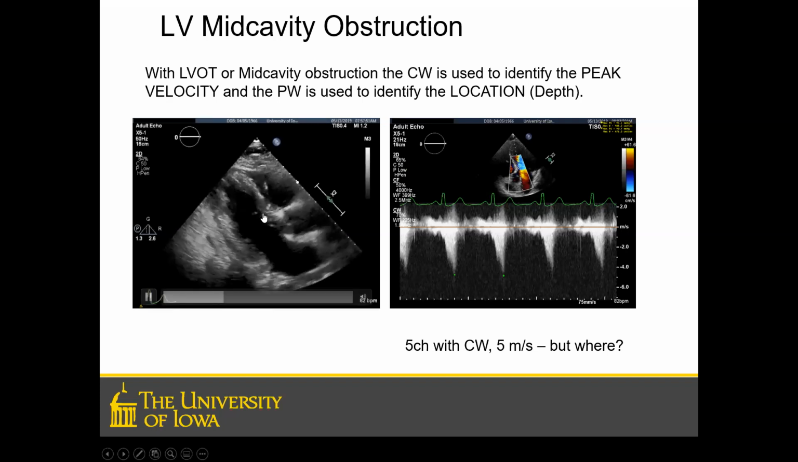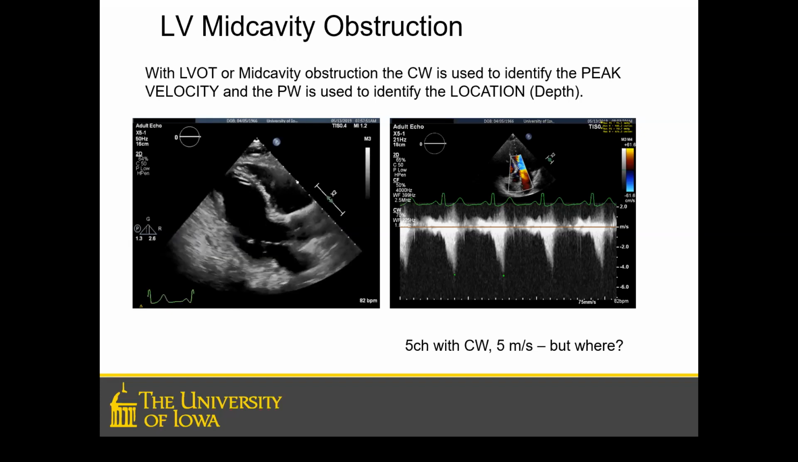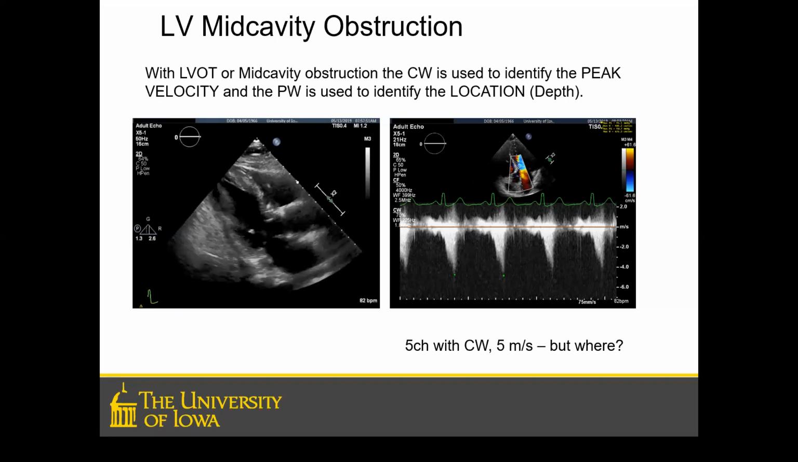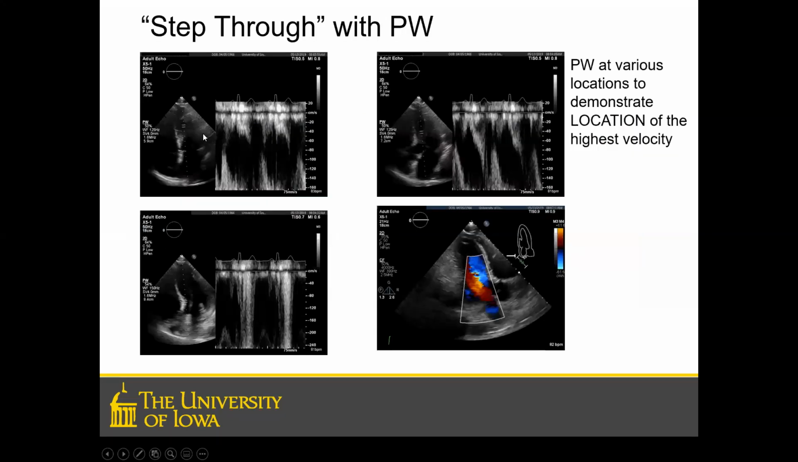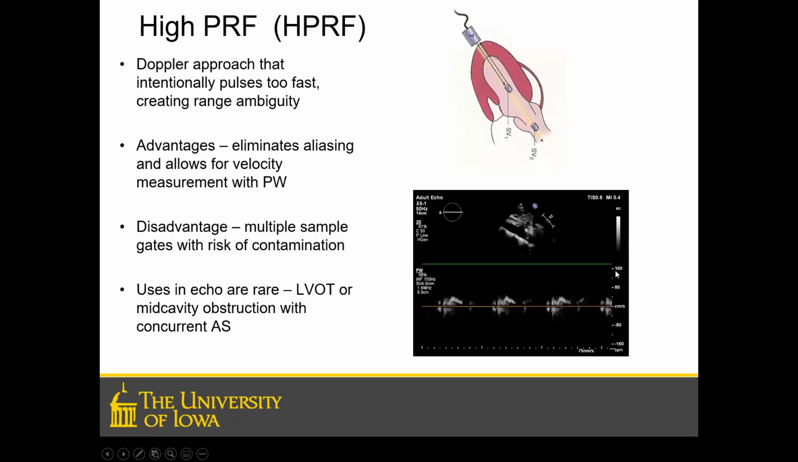When we have situations where we have an obstructive process and we want to measure the velocity and we need to know the location, we have to use a combination of pulse wave and continuous wave. So in this example, we have mid-cavity obstruction, and the continuous wave is showing us that high velocity. But in order to know where, we're going to need to walk the pulse wave down through it to find the level of the obstruction. So I know all of you are very familiar with that. It's such an important concept. I wanted to make sure to cover it.